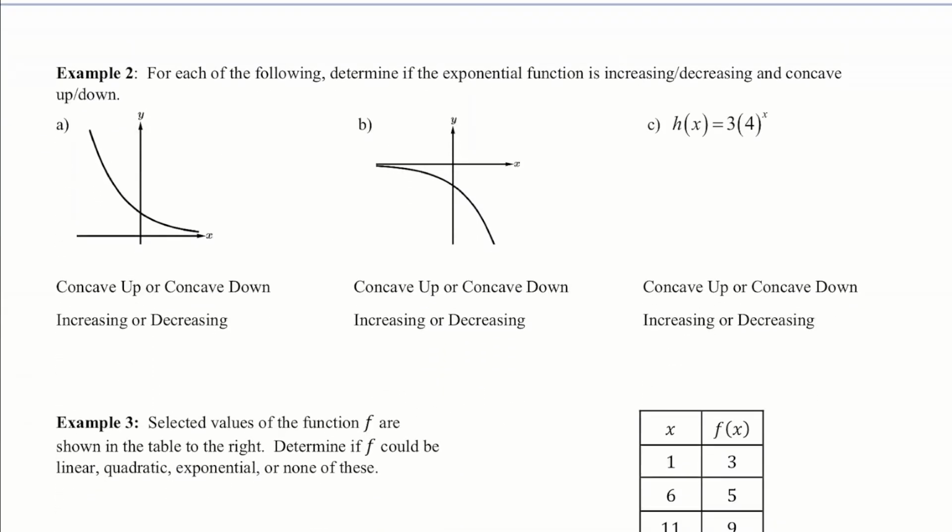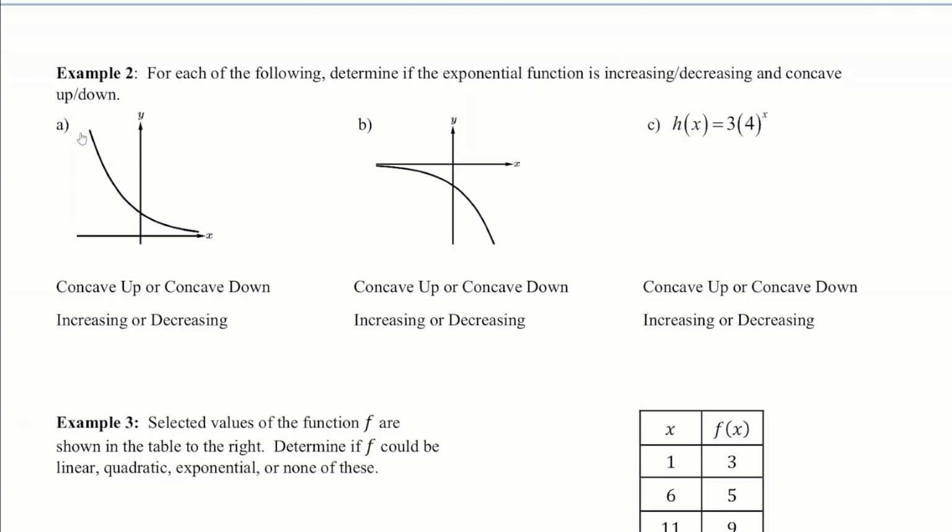Example number 2. For each of the following, determine if the exponential function is increasing or decreasing, and concave up or down. Let's be mindful of what they mean by increasing or decreasing. They're talking about the function. Earlier in the year, we specified increasing, decreasing slope. However, that is not what we're referring to here. We're just looking at whether or not the graph is going up or down.